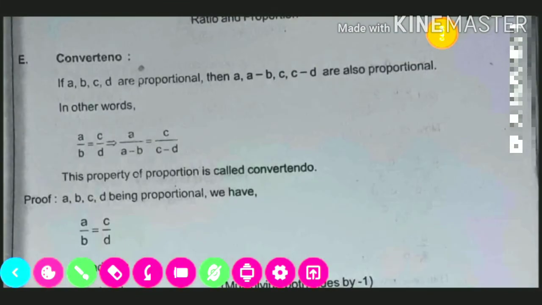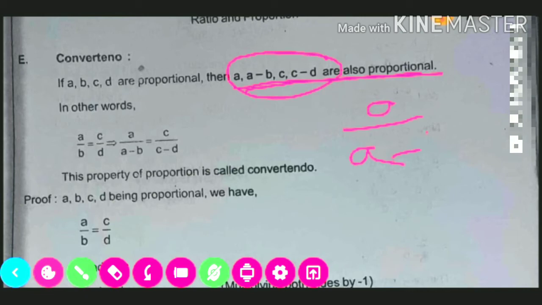Now number E, convertendo. It is given that if A, B, C, D are proportional, then A, A minus B, C, C minus D are also proportional. If we write this in proportional form, it will be A divided by A minus B is equal to C divided by C minus D.